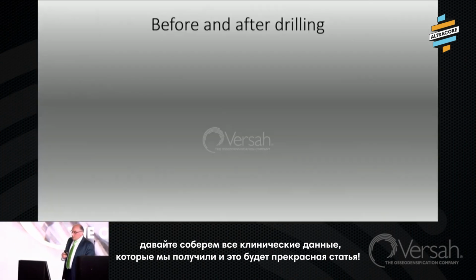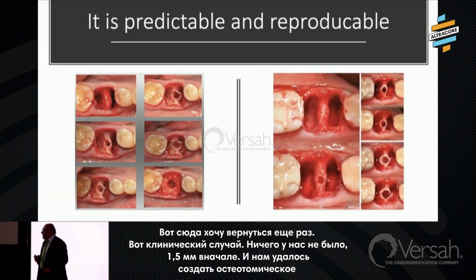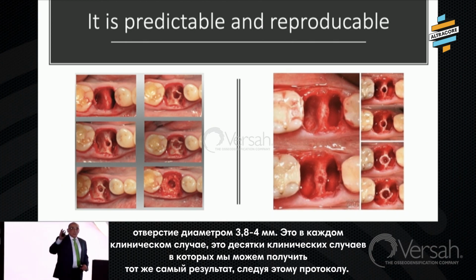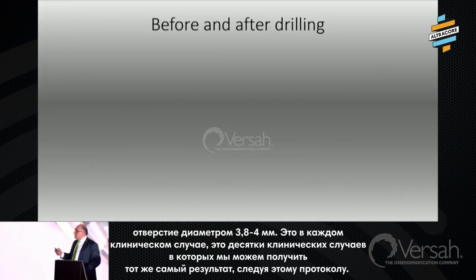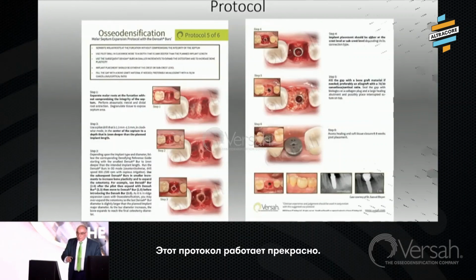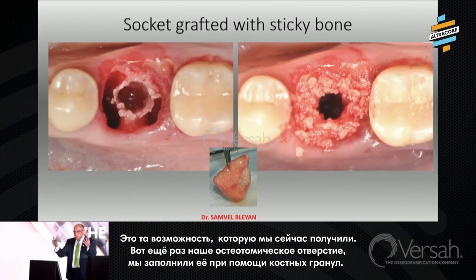So look here, the same thing. I want to return. Nothing at the beginning, just 1.5 millimeter, and we are able to create the osteotomy 3.84 millimeter. In each of our cases, there is a dozen of these cases which are reproducible, and we can do it. You see the protocol, here it is. This is the before and after, the same thing everywhere. This is the protocol, and it works very well. You have it in your material which we gave to you.